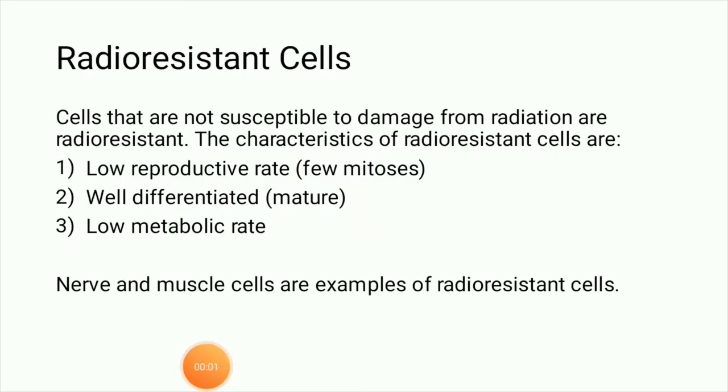Okay, for the radio-resistant cell, cells that are not susceptible to damage from radiation are radio-resistant. The characteristics of radio-resistant cells are, first, low reproductive rate, which is a few mitosis. Second, well-differentiated, which is matured. And then the third, low metabolic rate. Okay, for example, radio-resistant cells in our body are nerves and muscle cells.